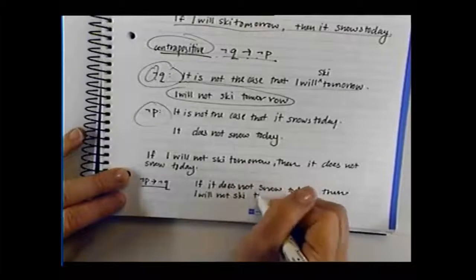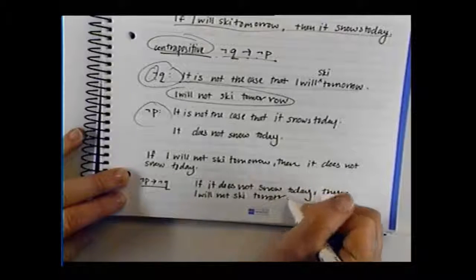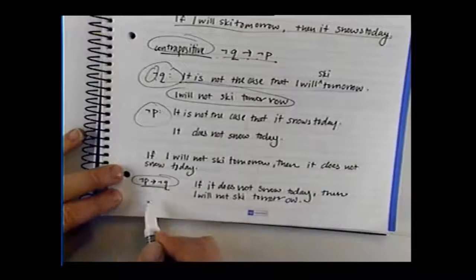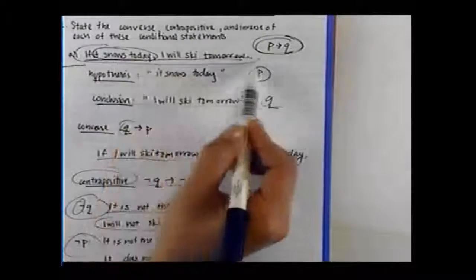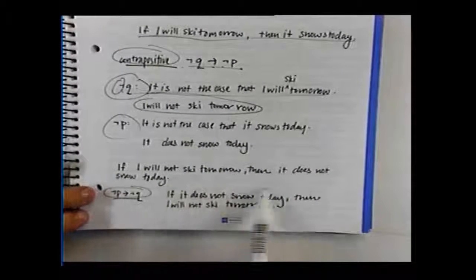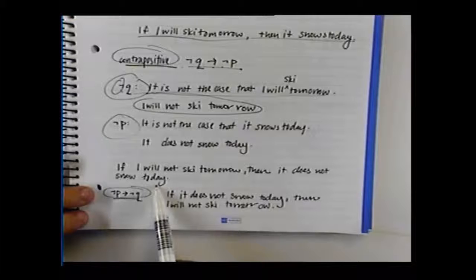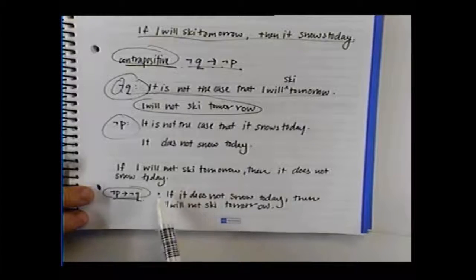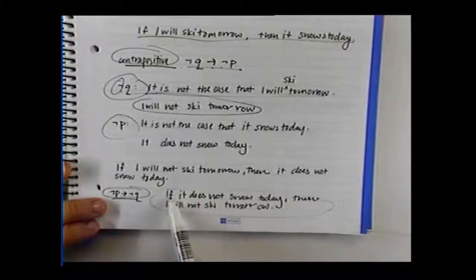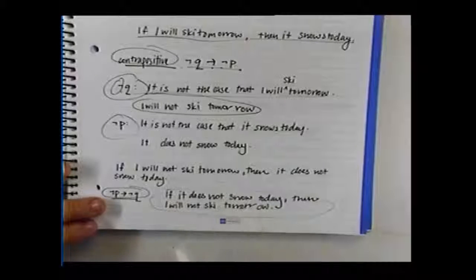So think about these two statements and see if you can figure out why they're not exact opposites of each other. Why is negation of P implies negation of Q not the opposite of P implies Q? Why is "if it snows today, I will ski tomorrow" not the opposite of "if it does not snow today, then I will not ski tomorrow"?